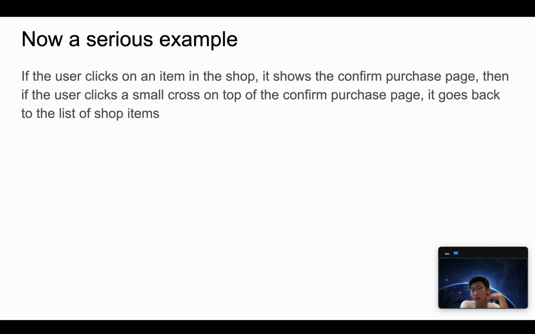What is now this one? If the user clicks on an item in the shop, it shows the confirmed purchase page. Then if the user clicks a small cross on top of the confirmed purchase page, it goes back to a list of shop items. Well, actually, it's not a serious example anymore. It's a serious classwork. So pause the video and try to do it yourself right now. Just the logic part. Whatever, I'm going to continue.